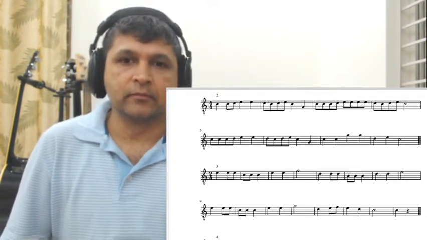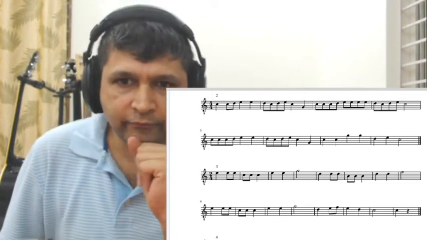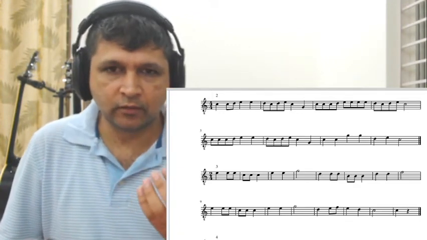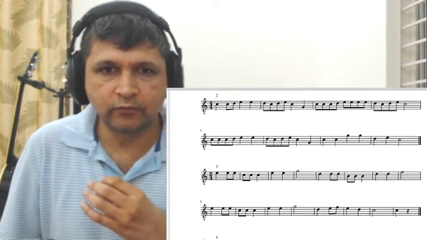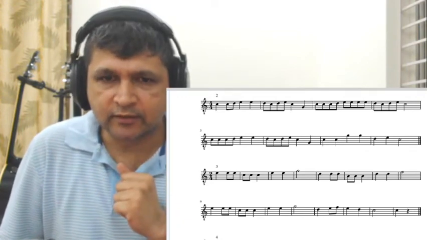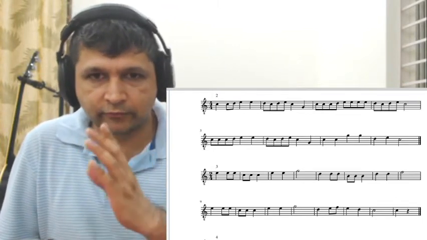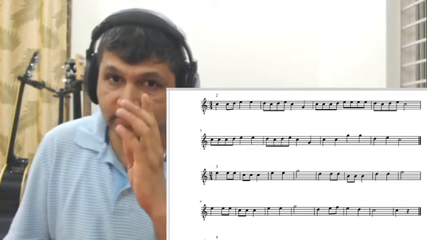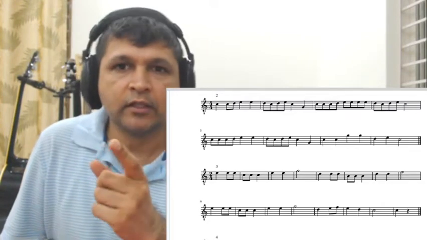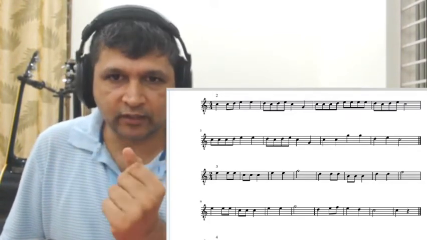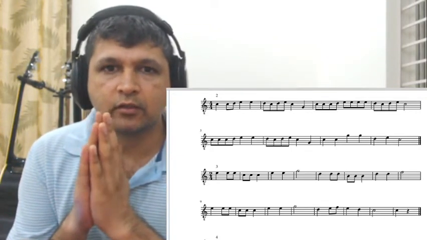Let's see how to count them. If there were four notes in the measure, the count would have been 1, 2, 3, 4. In this particular case, the first note will be on the first count. The second note will be on the second count, half of the second count. The third note will be on the second half of the second count. Let's see how that comes. It's going to be like this. 1, 2, and 3, 4.